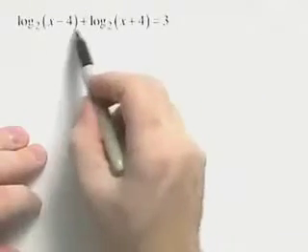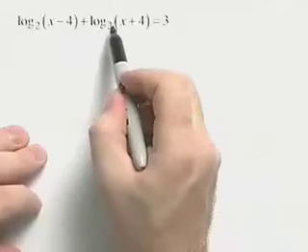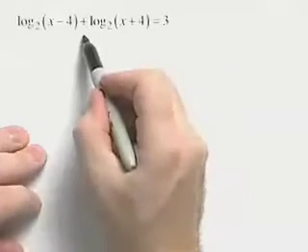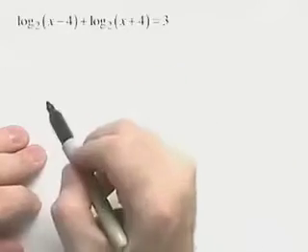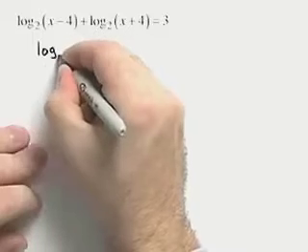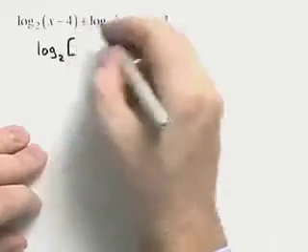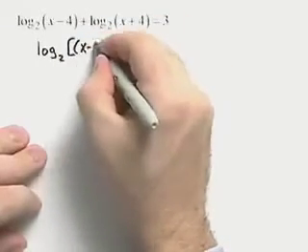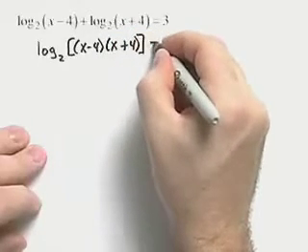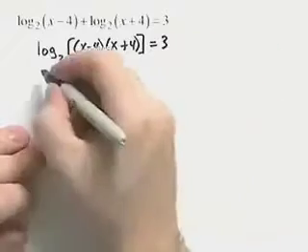We have these two logs on the same side with the same base, so we can use our rules for logarithms to combine these together. In particular, we're going to use the product rule since we have the sum of two logs with the same base. So we can rewrite this as log base 2 of the product of these two insides, (x minus 4) times (x plus 4), and that has to equal 3.